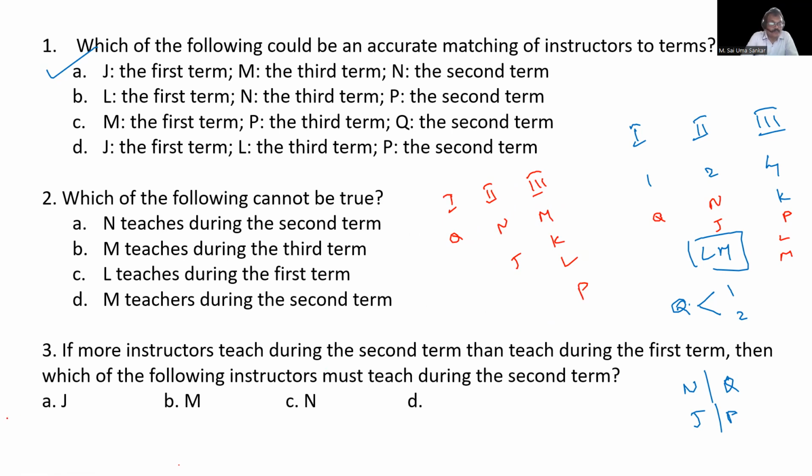L during the first term, this is very, very important. L teaches during the first term is a valid. No, why? Because first term must be only one person, and L and M must go with each other. So which one is a cannot be true? L teaches during the first term, that is not at all true. Easy question there.